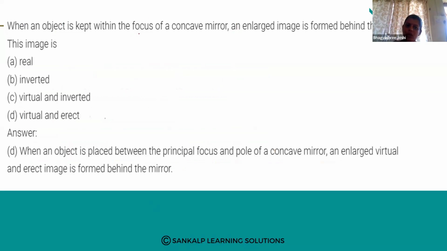Next, when an object is kept within the focus of a concave mirror, an enlarged image is formed behind the mirror. This image is, so here you are keeping the object within focus of a concave mirror, an enlarged image is formed behind the mirror. This image is, so behind the mirror, mirror idre ಏನ್ ಸಿಗತ್ತೆ ನಮ್ಗೆ? If you are getting the image behind the mirror, that means behind the screen you are getting the image, that means that is virtual image, right? So virtual and erect, behind the mirror, so that is virtual and erect.